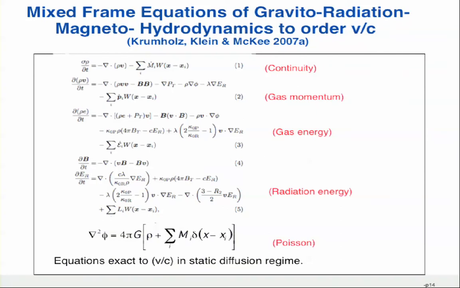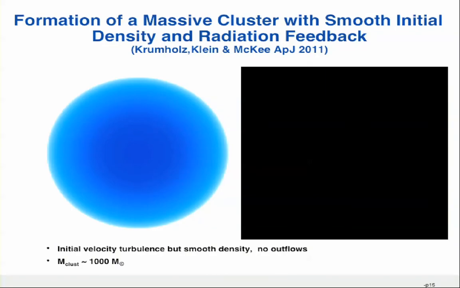But these equations must all be solved in a coupled manner, and they are an elliptic-parabolic set of equations that basically retain accuracy to v over c in all the crucial regimes of star formation. Now let me start at the mass scale of the cluster, and I'm going to build the physics up to show you the relative importance of physics as it comes into play as we go through the different scales of star formation. Here we're looking at a massive cluster which for the first time included radiative feedback, but had the turbulence just put on the initial velocity, but essentially a smooth density and no outflow feedback in this simulation.